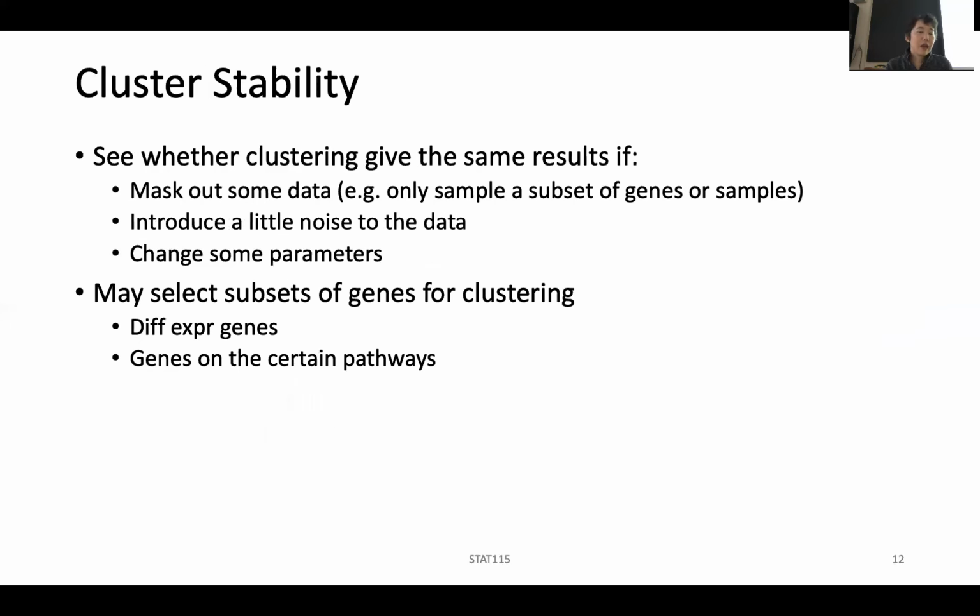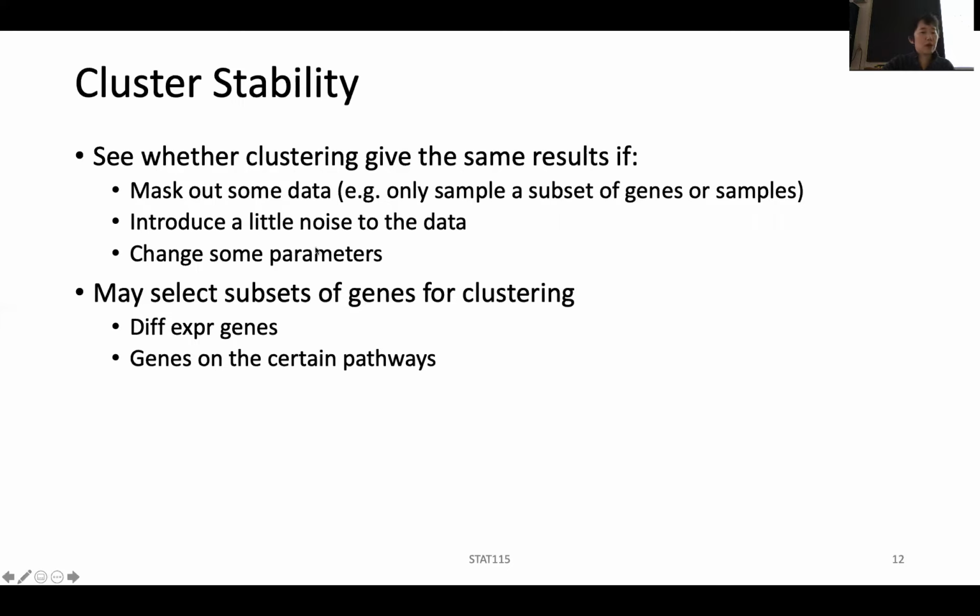Another way to evaluate the clustering quality is to look at cluster stability. You want to see whether the clustering gives you the same result if you mask out some data. For example, if you take out one sample or a few genes or maybe a few samples, and the remaining data still cluster together roughly the same, that means your clustering is pretty stable.